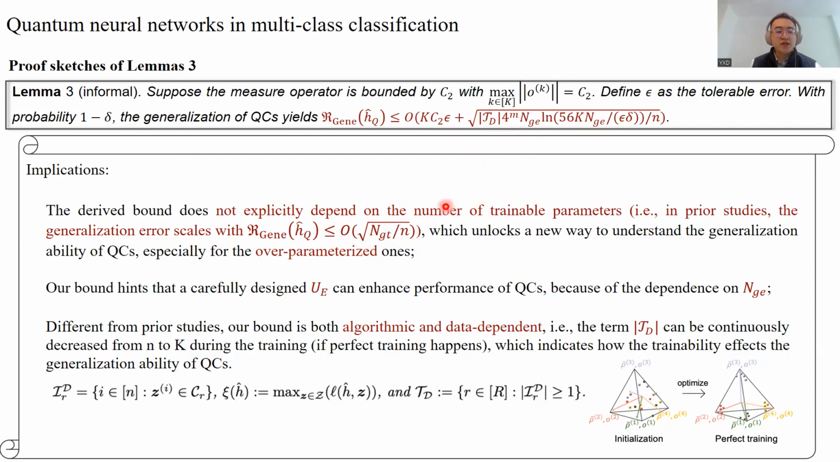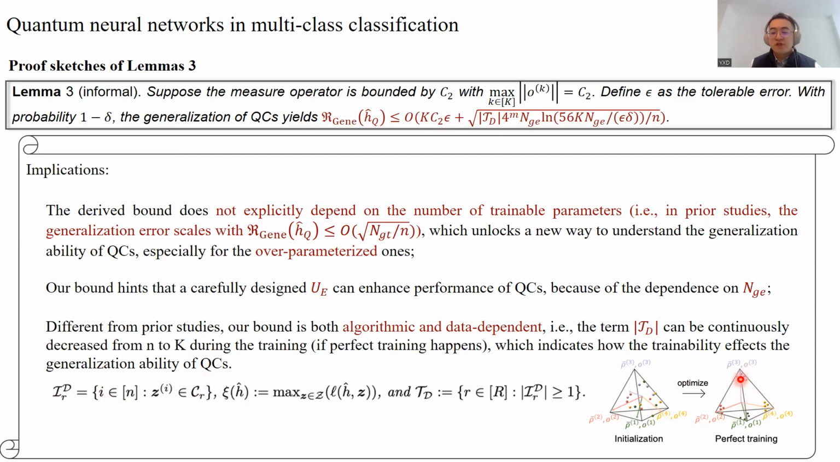The second implication is that our bound means we need to carefully design the encoding circuit UE because our bound depends on this term and the number of encoding gates NGE. And the third implication is our bound is algorithm and data dependent, reflected by this term tau D. As we can see, the tau D definition I list here depends on the number of disjoint sets CR. In the beginning of training, CR may be very large. It may be equal to the number of training data.